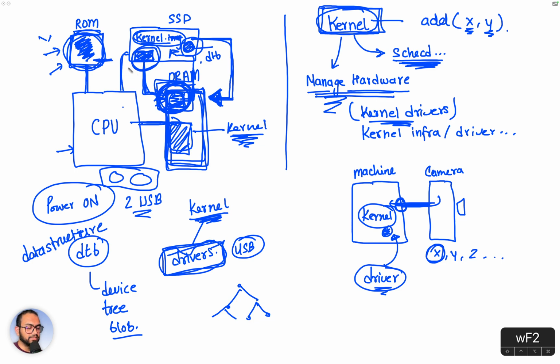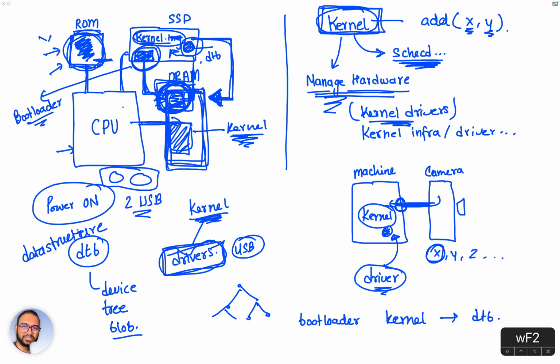and that DTB is also passed to the Linux kernel by this software here, the intermediate code here. And this intermediate code, by the way, is called the bootloader, right? So it is helping in the boot stages, preparing the machine for the OS. And so the bootloader essentially passes the kernel the DTB.